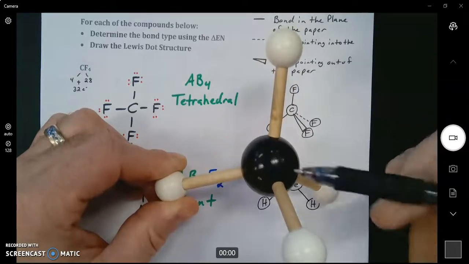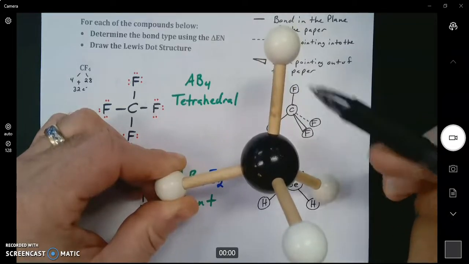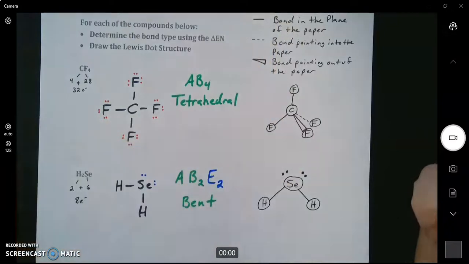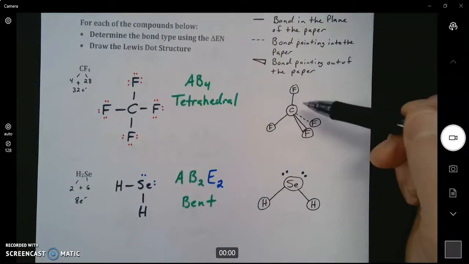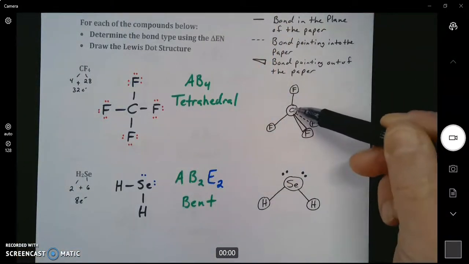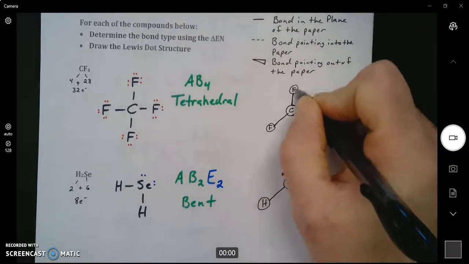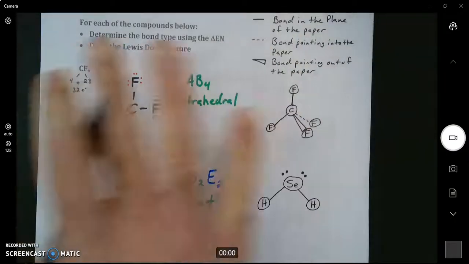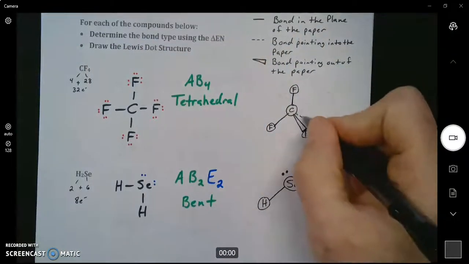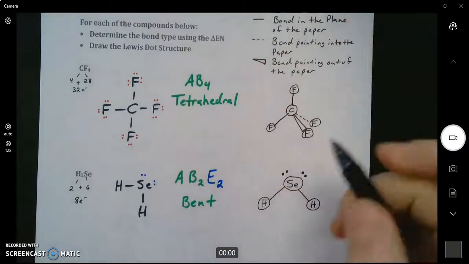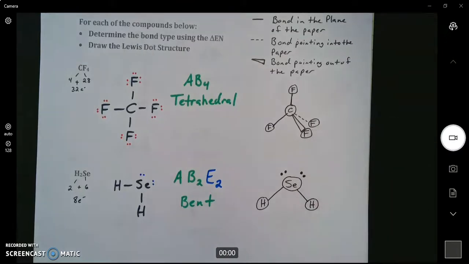So we have to be in 3 dimensions to spread 4 items out as far as possible. That gives us the tetrahedral, and this is how we would draw that tetrahedral. These 3 atoms are in the plane of the paper. They're flat with the paper. This dashed line is going back into the paper. This wedged one is coming out at you.